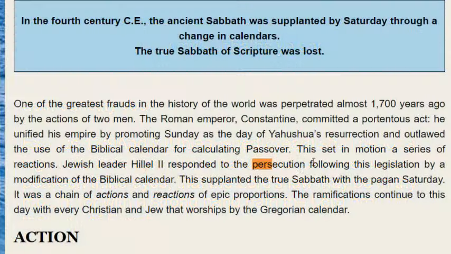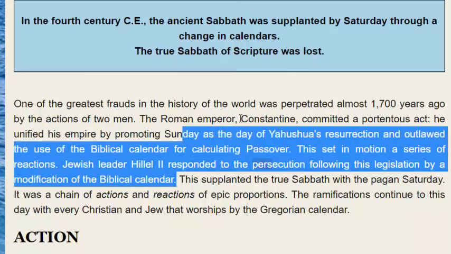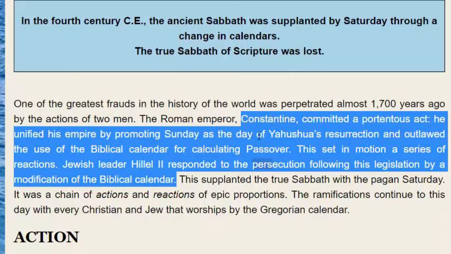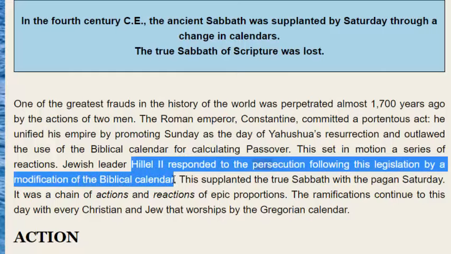It goes on to say, "This set in motion a series of reactions. Jewish leader Hillel II responded to the persecution following this legislation by a modification of the biblical calendar." In other words, Hillel II, who was the president of the Sanhedrin at the time, working to appease Constantine, who was the emperor of Rome, modified the father's sacred calendar. In other words, he changed it. He took it upon himself to change the sacred calendar, and this is what the Jewish community goes by today.